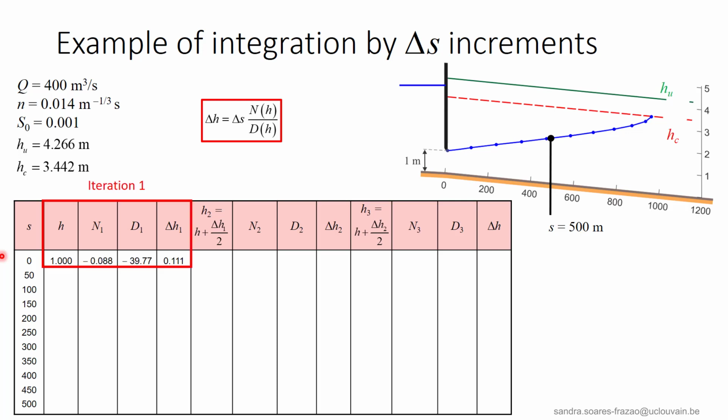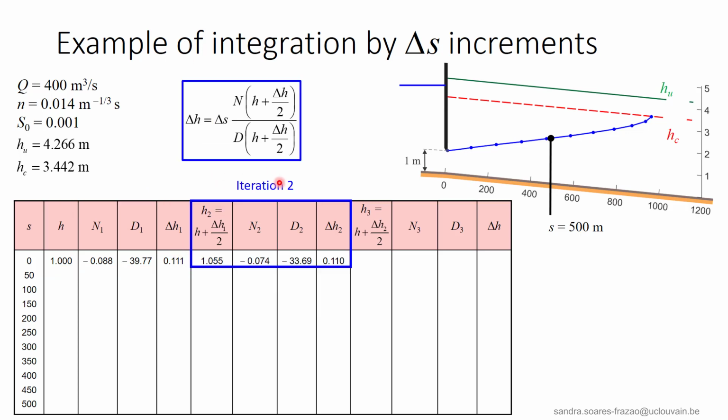To find the water depth at the first point of abscissa 50 meters, we calculate N and D and then delta H using the equation here, taking the initial depth H in a fully explicit way, because we have no other estimates of delta H. With this first approximation of delta H, so delta H1 here, we will start the second iteration using the equation here, in which we can now calculate N and D with the interpolated depth as indicated here, H plus delta H1 divided by 2, where delta H1 was the result of the first iteration.